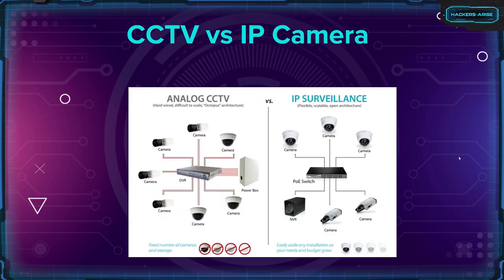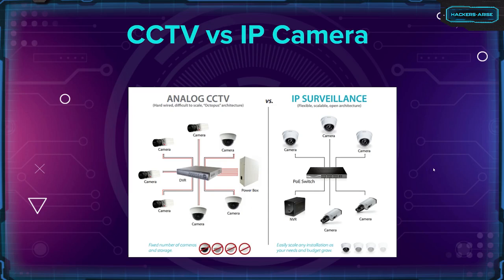All right, let's talk about CCTV versus IP cameras. Here's the old style analog CCTV. I put this out there because when I ran the first class, I got a lot of questions from people who didn't really understand how these camera systems work. So I'm just trying to put a little bit more into this class about how they actually function. So here's the old analog CCTV. You got cameras, you got a DVR, you got a power box, right? And these are all hardwired, okay?